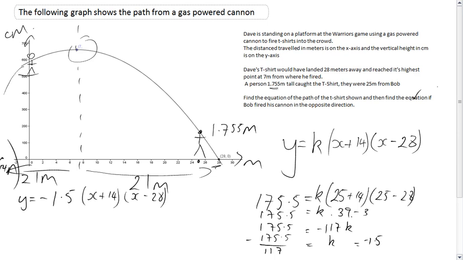The second bit is find the equation if Bob fired in the opposite direction. Well, if everything else remained the same, instantly I know that the new landing point on this side would have been 14. My graph's going to go through there and it's going to land at 28. So the only bits of this equation that are going to change are the roots. Done.